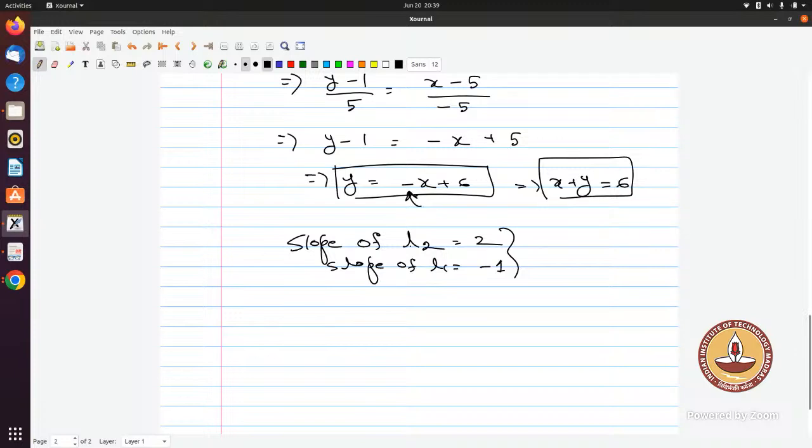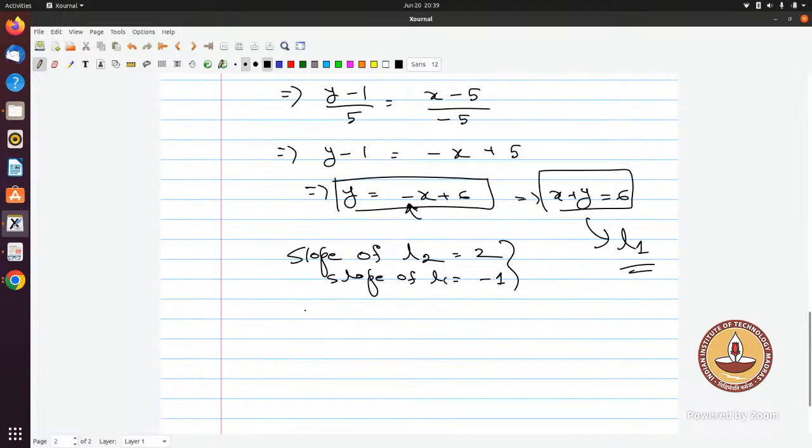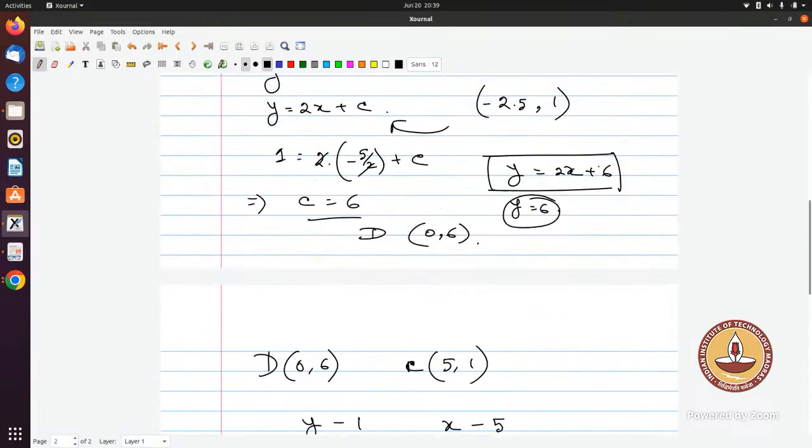That is what we have. Okay, sir. This is L2, this is L1, this is L1. And the earlier one which we have calculated, that is L2, this is L2.